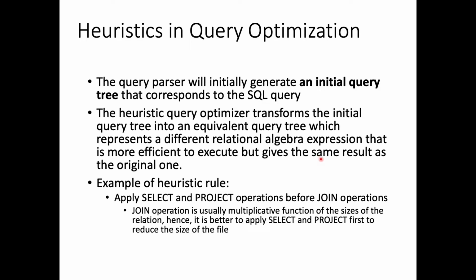So, the way the query optimizer performs is by applying some heuristic rules. One example of a heuristic rule is this. Before performing a join operation, you need to perform select and project muna. Why? Because we know that join operation is a multiplicative function.